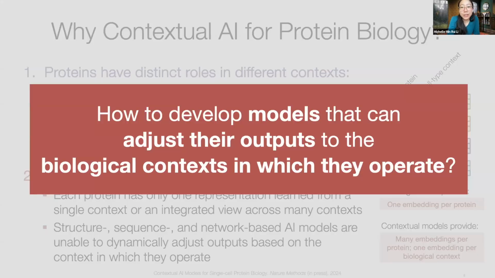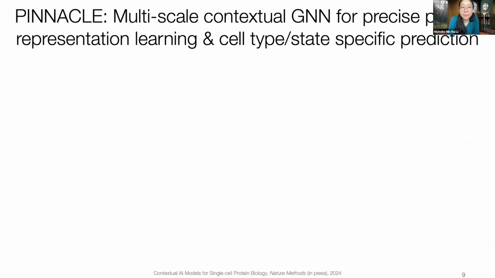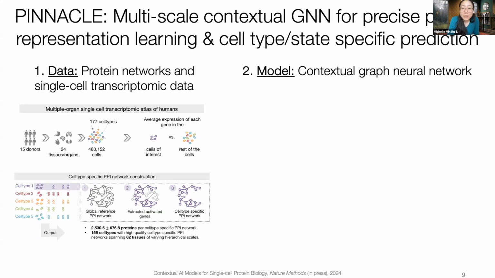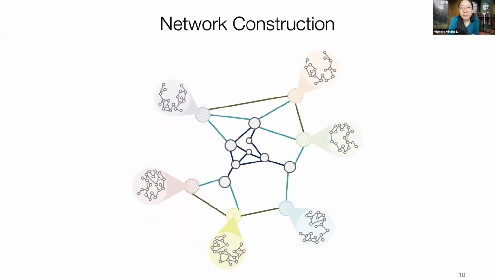And so the question that we're interested in is, how do we develop models that can adjust their outputs to the biological context in which they operate? And so we introduced PINNACLE, a contextual AI model that can enable precise protein representation learning and cell type or cell state specific prediction. I'll first discuss the data, and then I will discuss the model in detail. So first, about the data.